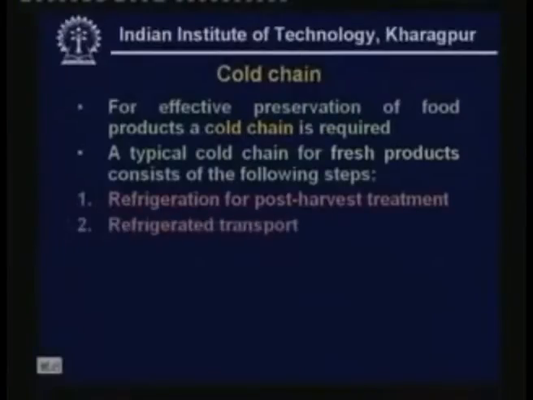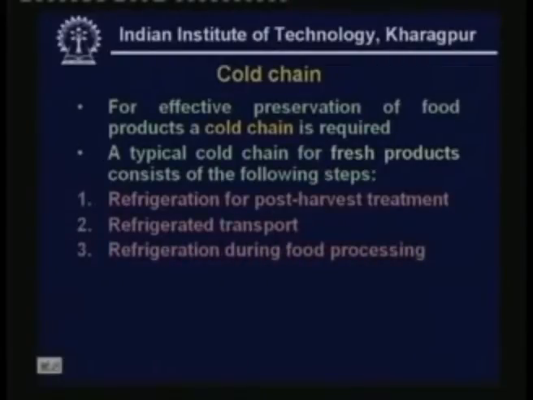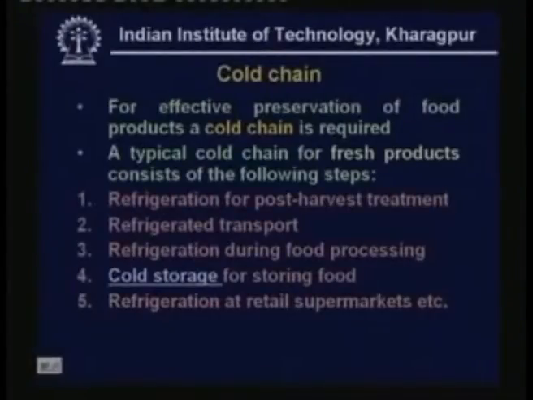And the second step, as soon as you remove the post-harvest heat, you have to transport the food products to food processing plants, and transporting has to be done in a refrigerated truck or a refrigerated vehicle. So this is the second step. The third step, during food processing, you find that most of the food processing processes require refrigeration. So this is the third step in the cold chain. And the fourth step is storage of the processed food in large warehouses known as cold storages. And then the fifth step is after you store them in cold storage for a long time, they have to be distributed to the customers.